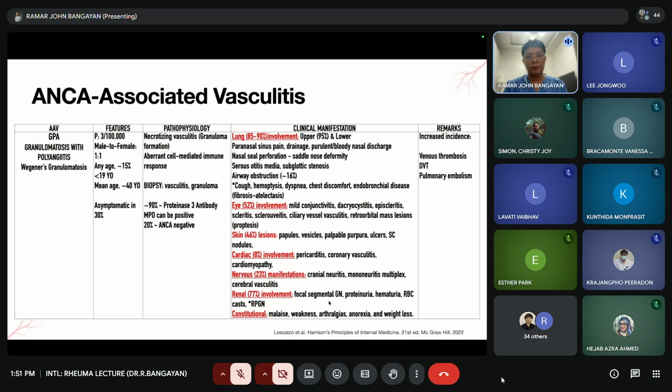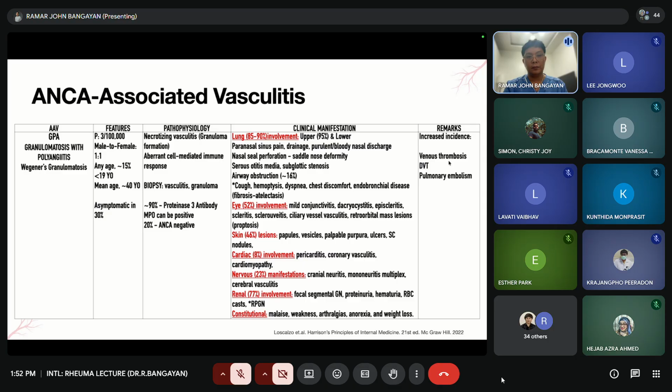glomerulonephritis. So sometimes they have focal segmental glomerulonephritis. What does this tell you? It can be nephrotic, it can be nephritic syndrome. Okay? So this occurs in a young individual. And you do not base your diagnosis of GPA or all vasculitis with skin lesions. Okay? So, if you have to remember one manifestation for GPA, it's the upper respiratory tract involvement.